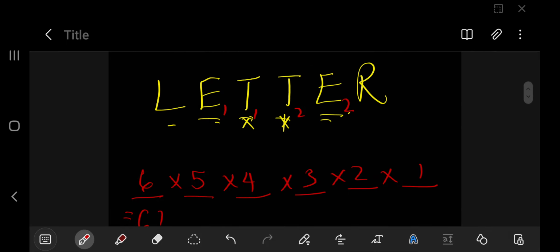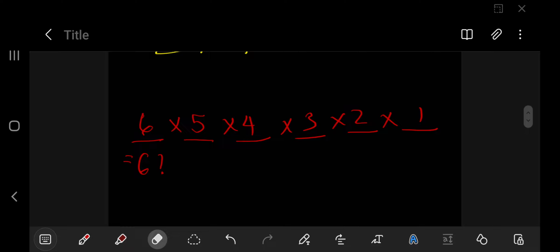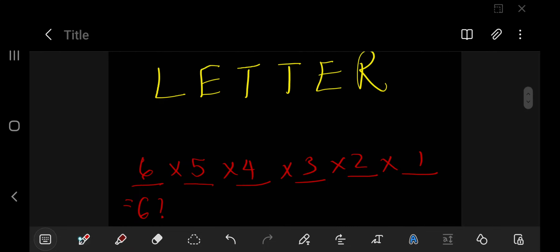But then what if the first E is the same as the second E, the first E is the same as the second E, right? And the first T is the same as the second T, so there's no difference, right? So how do we do it here? All right, the first answer was for if T1 and T2 are different, right? And E1 and E2 are different, so we treat them as different letters.